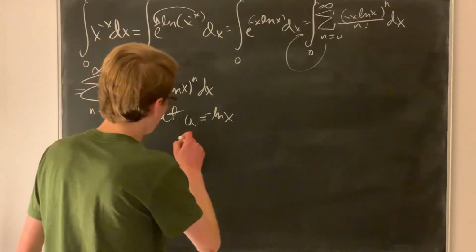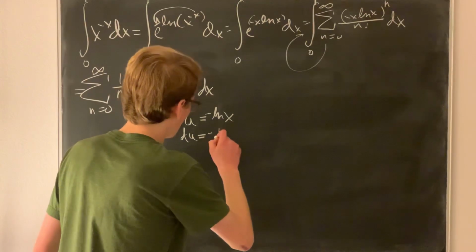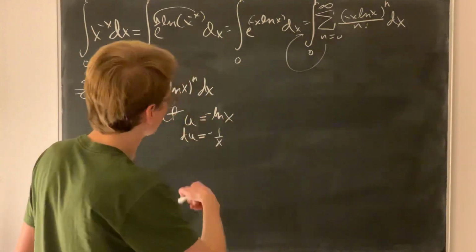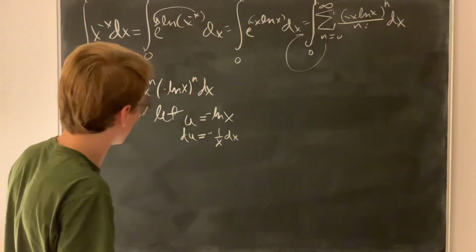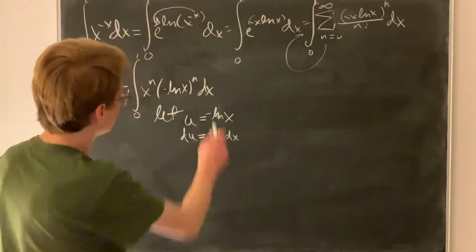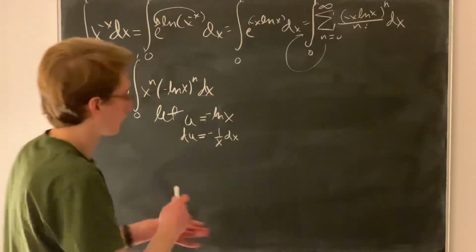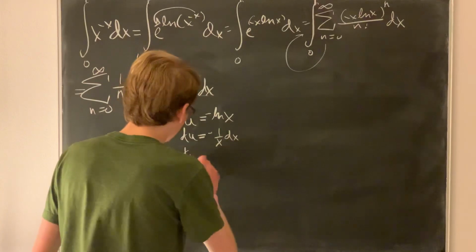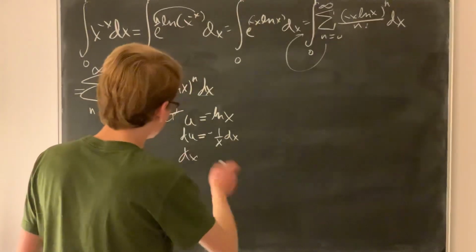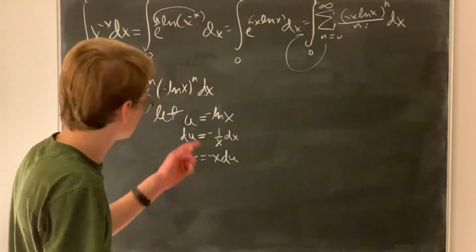Doing this will allow us to say the derivative of u is going to be negative 1 over x, times dx. But we just have a plain dx, right? We don't have this negative 1 over x coefficient. So we can say, fine, if we want plain dx, multiply both sides by negative x to get dx equals negative x du.